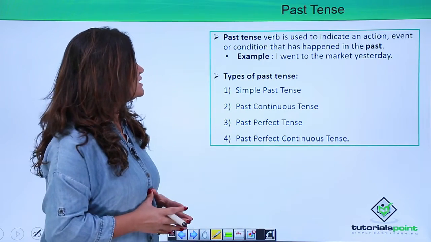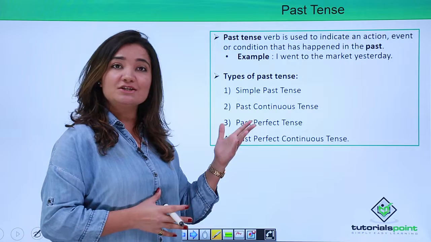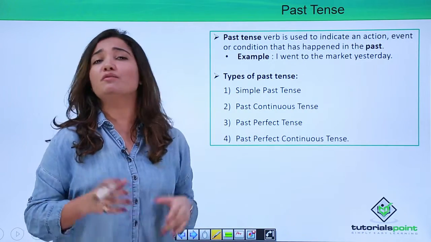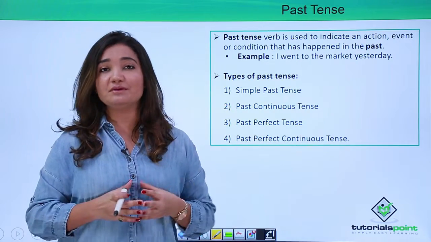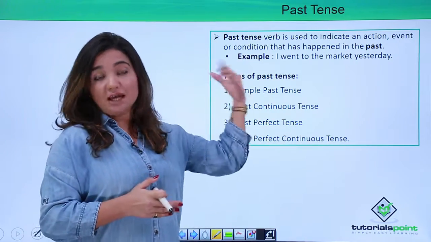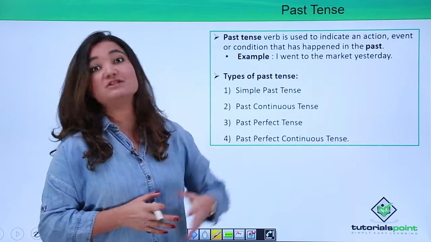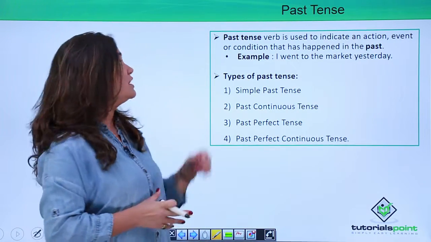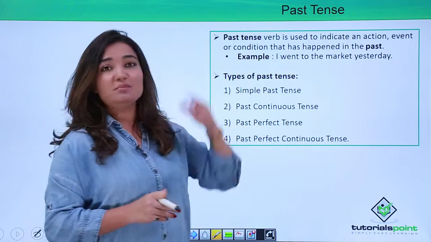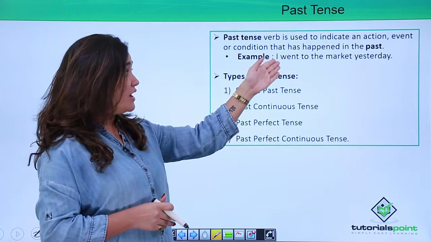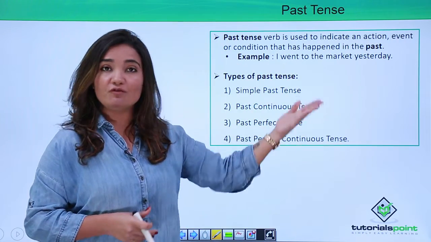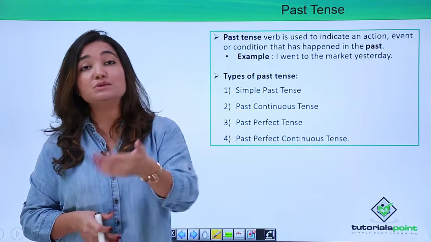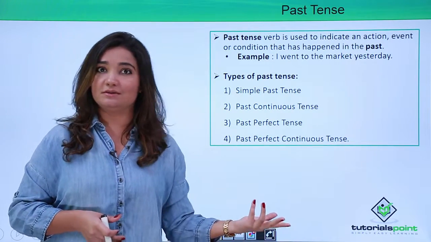Past tense verb is used to indicate an action or event or condition that has happened in the past. So very simple, something that has happened in the past. This is the form of verb which tells you about any action that occurred in the past, right? For example, I went to the market yesterday. Here, went is a form of a verb that tells you that this work was done in the past, or yesterday.